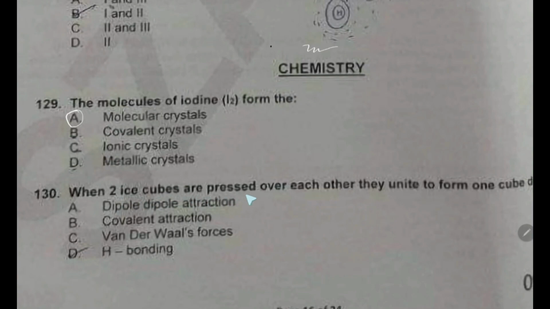When two ice cubes are placed over each other, they unite to form one cube. Ice is an example of molecular solid, and molecular solids like ice have hydrogen bonding. So hydrogen bonding is acting there, that is choice delta.